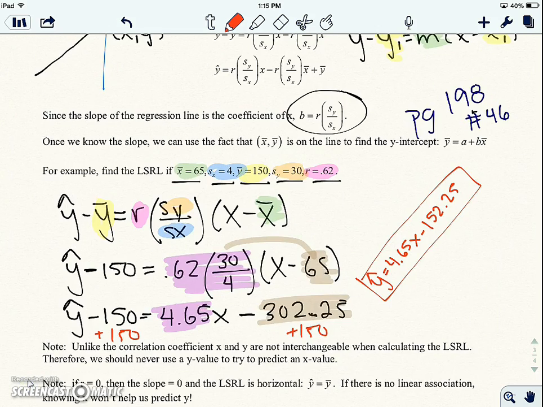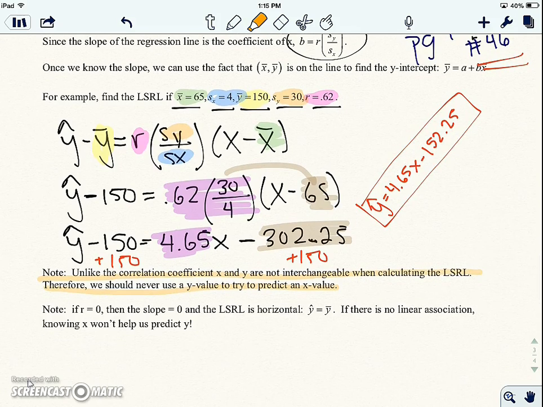So this is exactly how you would do problem 46 if you haven't been able to do it. Just a couple notes. Note, unlike the correlation coefficient, x and y are not interchangeable. This is some last information unrelated to what we just did when calculating the least square regression line. Therefore, we should never use a y value to try to predict an x value. You might actually get the same linear regression line, but the r's will not be the same.